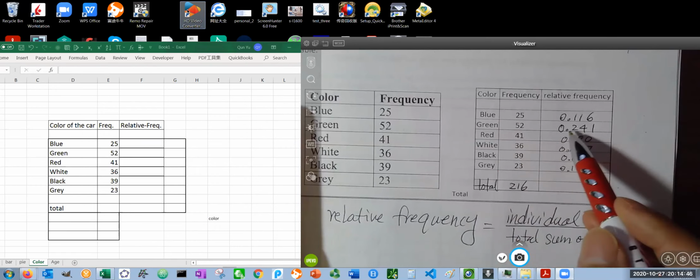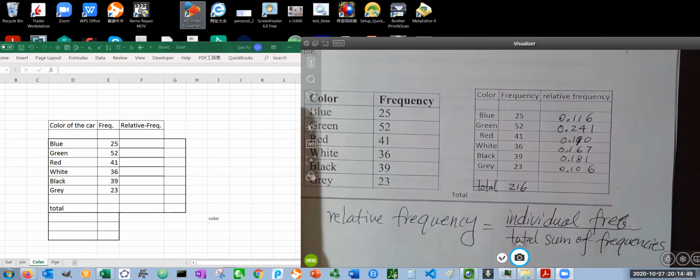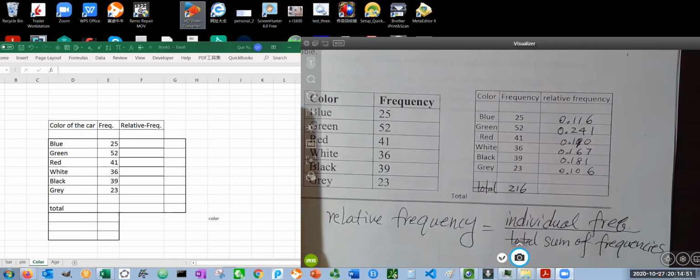So almost 1/4 of the whole thing, almost 25%. That doesn't sound good, right? For this green color cars.